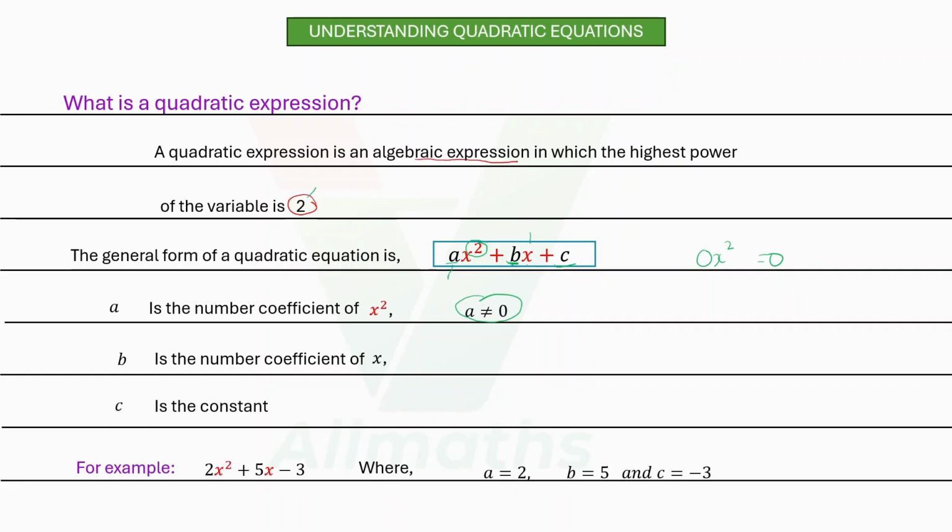Now let's look at this example. 2x squared plus 5x minus 3. Okay, good. The highest power of x here is what? It is 2. Because the power of x is 2 here, the power of x here is 1. So the one with the highest power of 2, its coefficient happens to be 2 also. So a here is 2, b here is 5, and our c is what? Minus 3. Is that okay?